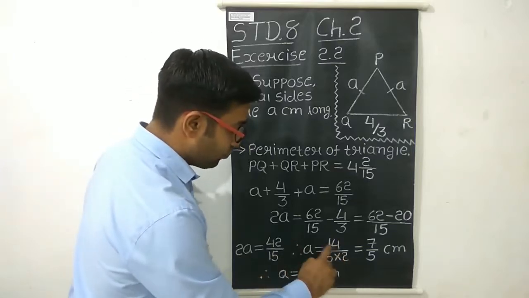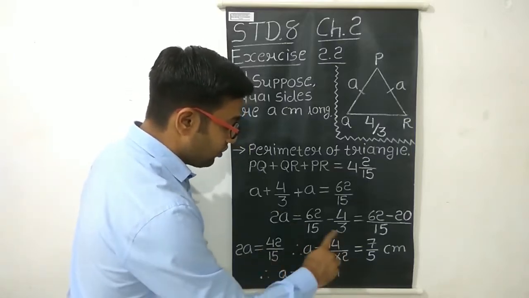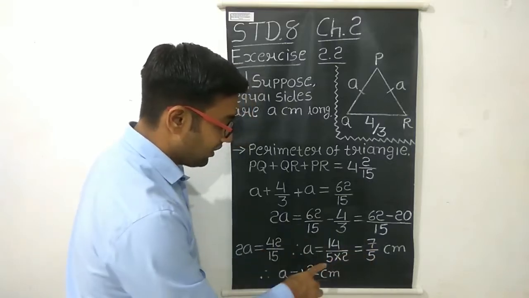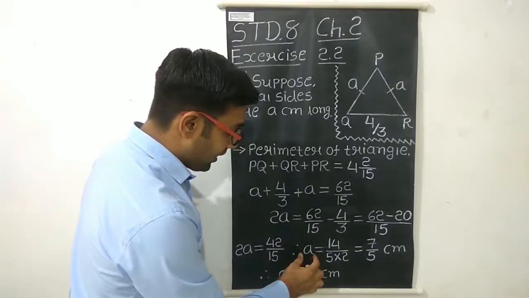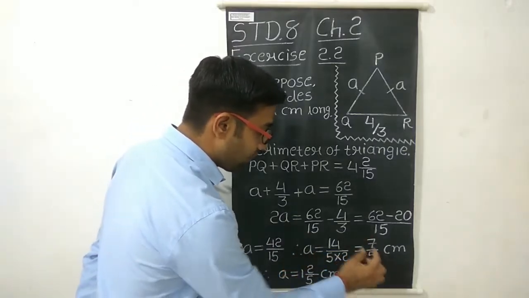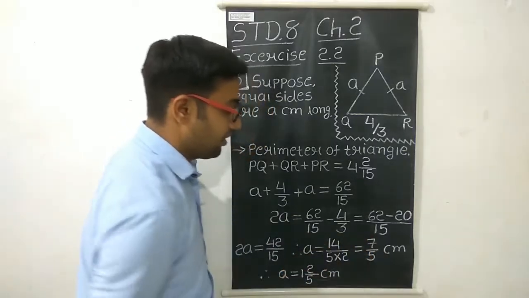So by cutting down, 2 sevens are 14. In the numerator 7 will remain and in the denominator 5 will remain. So what will our a be? a will become 7 upon 5 centimeter.